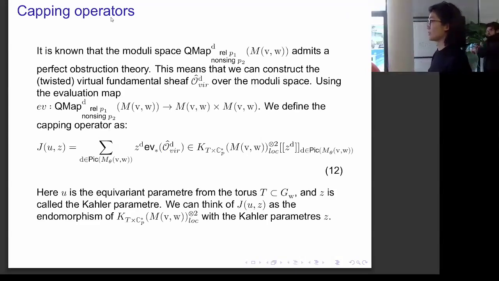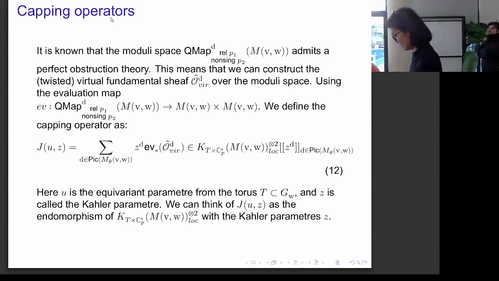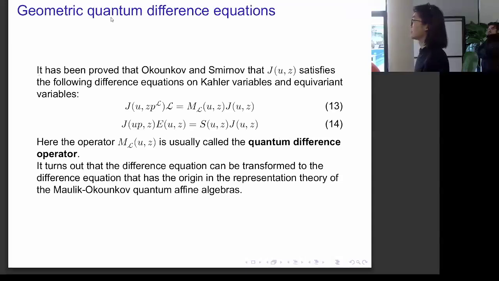Here, this U is the equivariant parameter from the torus, and this Z is called the Kähler parameters. And we can think about this J as an element of the equivariant K-theory of the quiver varieties with the Kähler parameters Z. It has been proved by Okounkov and Smirnov that this capping operator satisfies the following difference equations on Kähler variables and equivariant variables. The first one is the difference equation over the Kähler variables, and the second one is the difference equation over the equivariant variables.